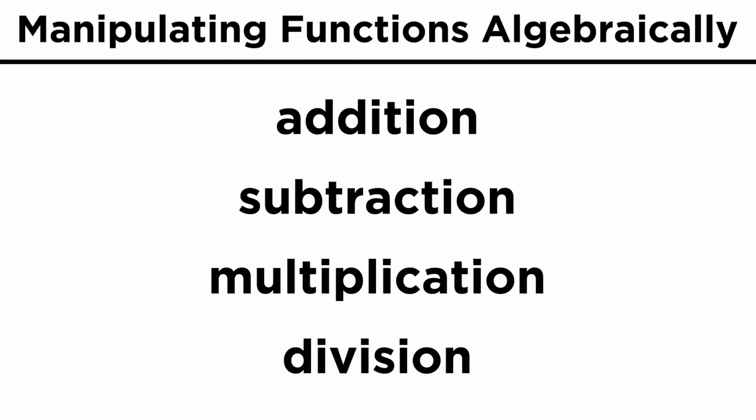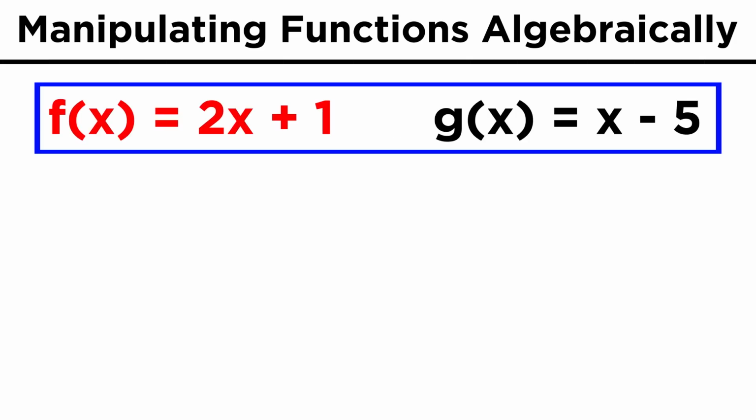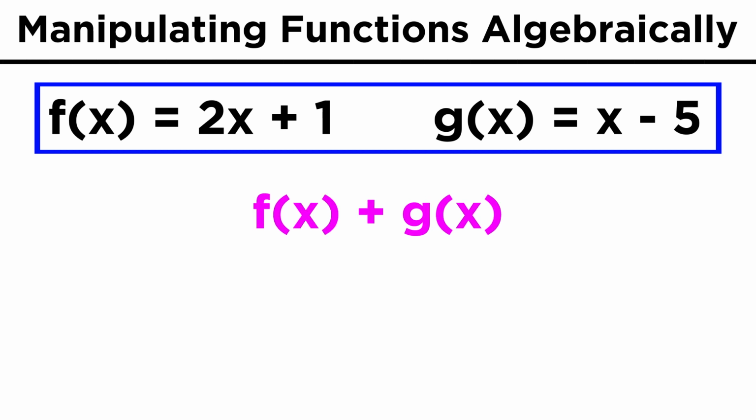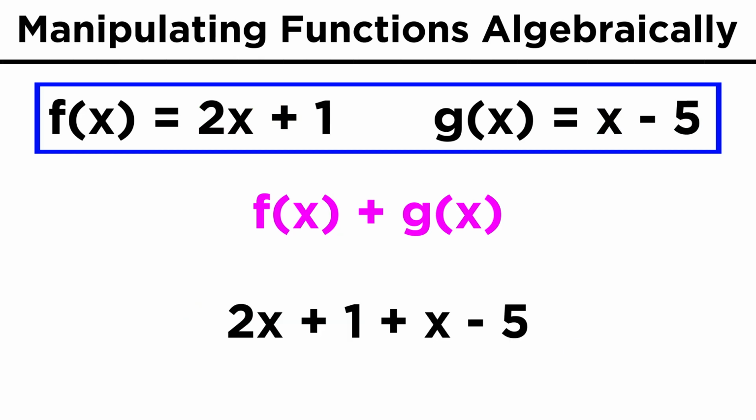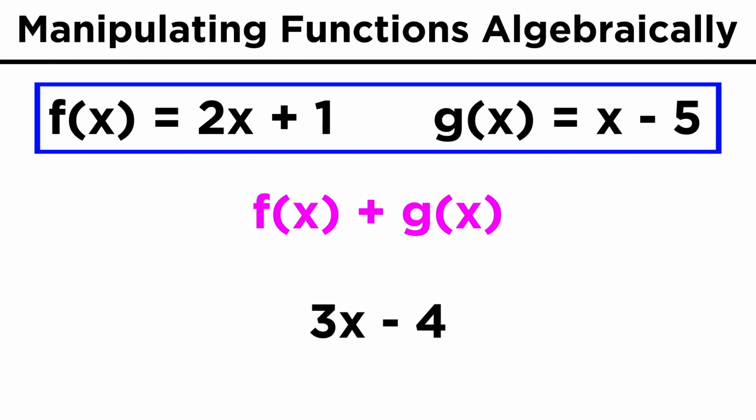We may also want to do algebra with 2 or more different functions, so we need to know how to add, subtract, multiply, and divide functions. Let's say f of x is 2x plus 1, and g of x is x minus 5. We could do f plus g of x. That's the same as f of x plus g of x, which is 2x plus 1 plus x minus 5. Combining like terms, we get 3x minus 4.